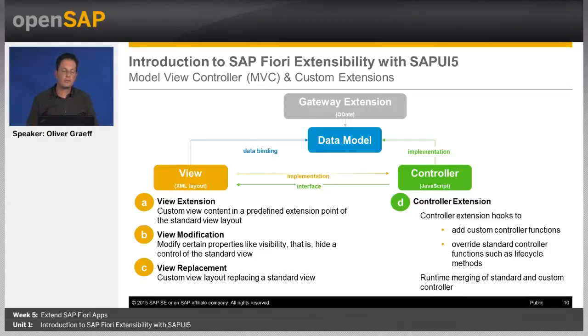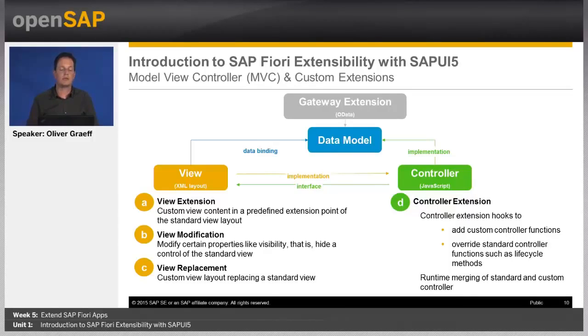And the third option is the view replacement. If you think that the extension points are not sufficient for your use case, or that hiding controls is also not sufficient because you want to completely change the layout of that view, you can do a view replacement, meaning you keep the whole application, and just for this single view you replace it, take out the SAP standard and put in your own custom view where you can do whatever you need.